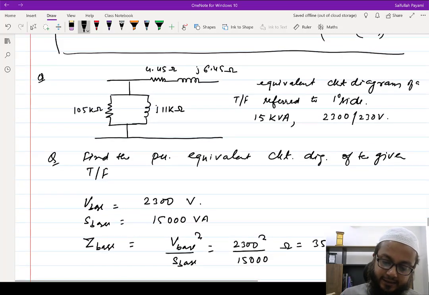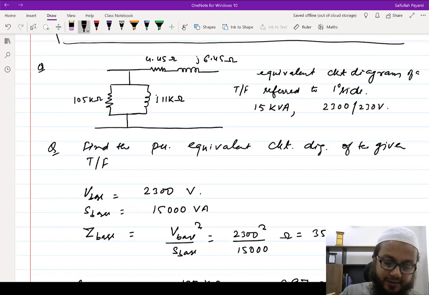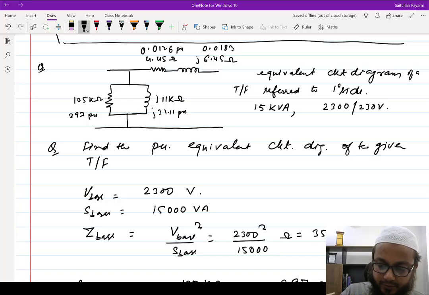Okay, so this circuit, in per unit, if you see, has become: this one 297 per unit, this one 31.11 per unit, this one 0.0126 per unit, and this has converted to 0.0183 per unit.